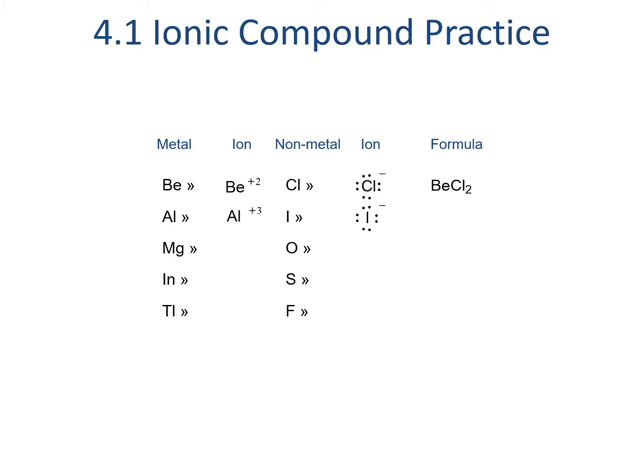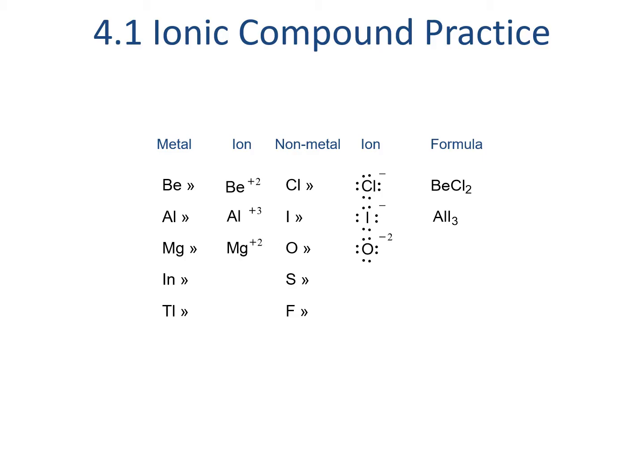Aluminum has 3 valence electrons, being in the first group of the p subshell. It therefore has a +3 charge. Iodine is a halogen, and so it has a -1 charge. Aluminum then needs 3 iodines to balance the charge.